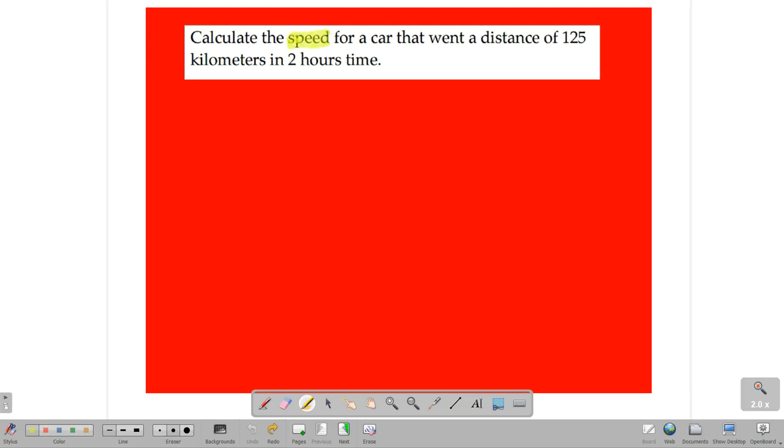Right, so that's going to be our unknown right off the bat, and I'm going to go ahead and get my givens and my unknown right here. So v equals question mark, and then we'll put the units in here in a second. It says the car went a distance of 125 kilometers, so that's important, and then 2 hours, right? So that gives us our two givens. We've got distance is equal to 125 kilometers, and then we also have time is equal to 2 hours here.